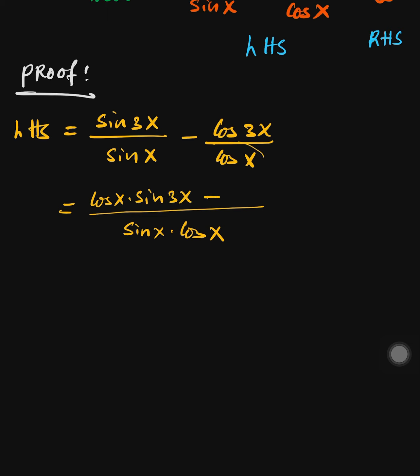Now I'm going to see how many times cos x goes into our LCD. It goes in sine x times cos 3x. So I'm going to have sine of x multiplied by cos of 3x. Let me enlarge my division line right there.